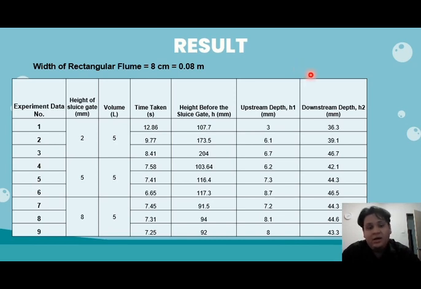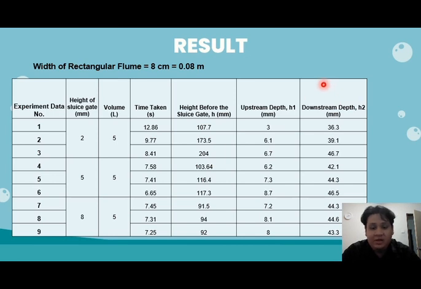Hello, in this part, I would like to explain our result of our experiment of hydraulic jump. This is the table that includes the data that has been recorded from the experiment. We got height of sluice gate in mm, volume in liter, time taken in second, height before the sluice gate H, upstream depth H1, and also downstream depth H2.